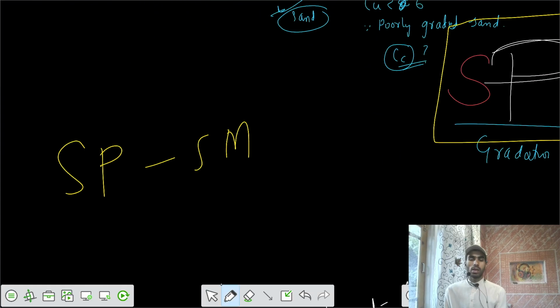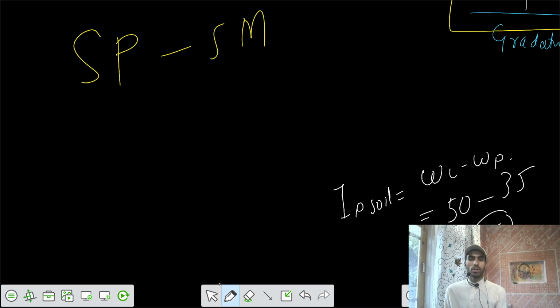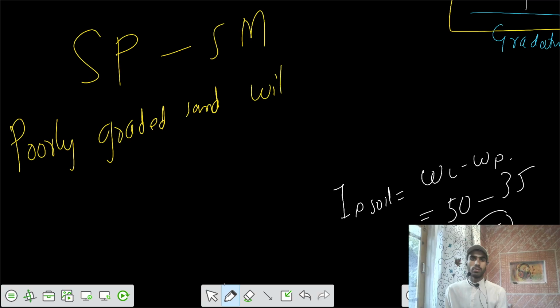SP-SM. We said that the soil is sand, so sandy soil is there. So let's write the final: this is poorly graded sand with silt as fines.